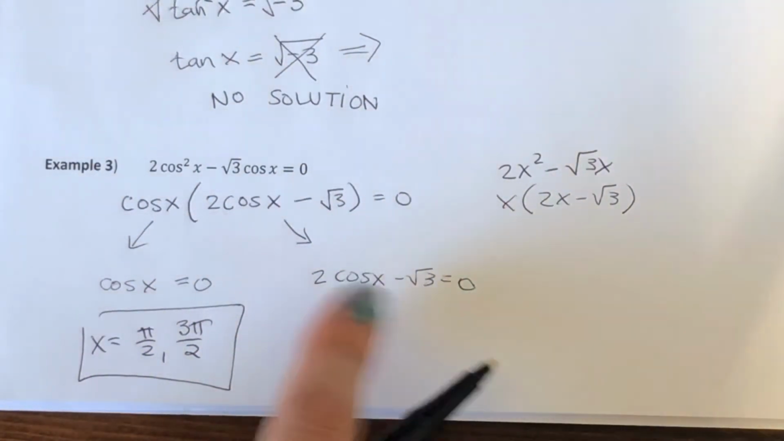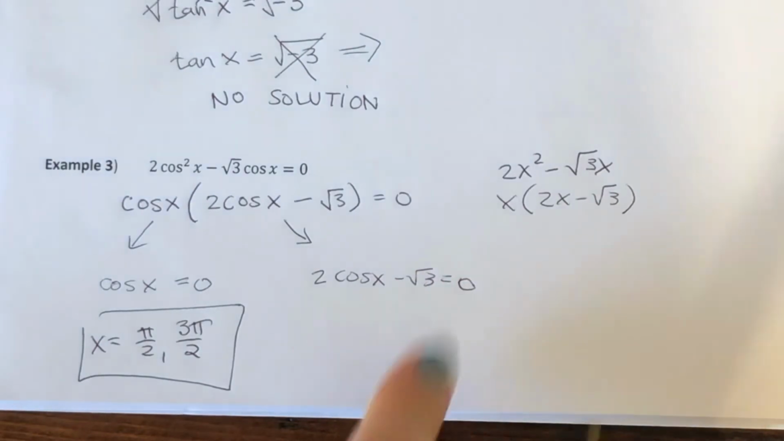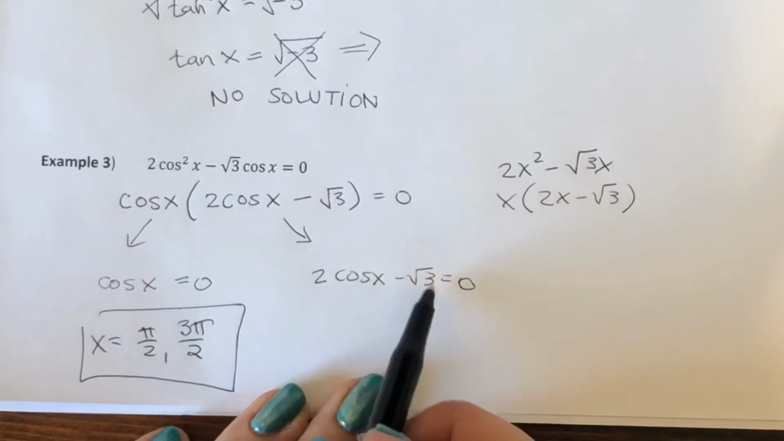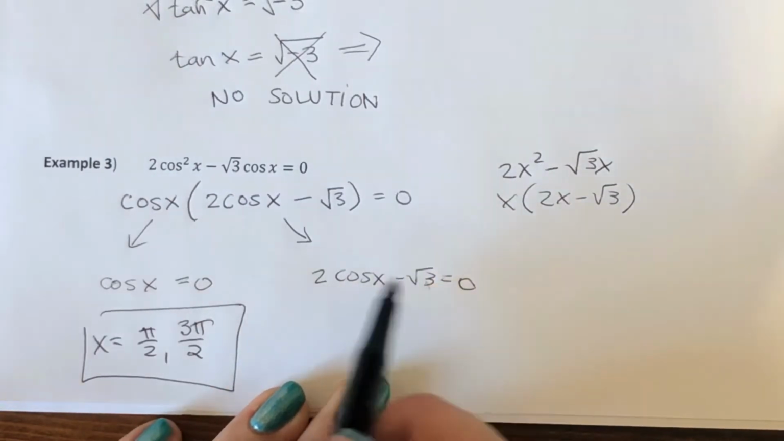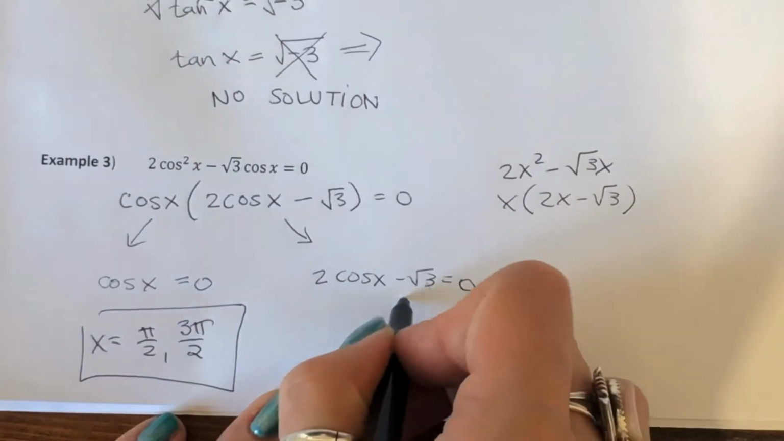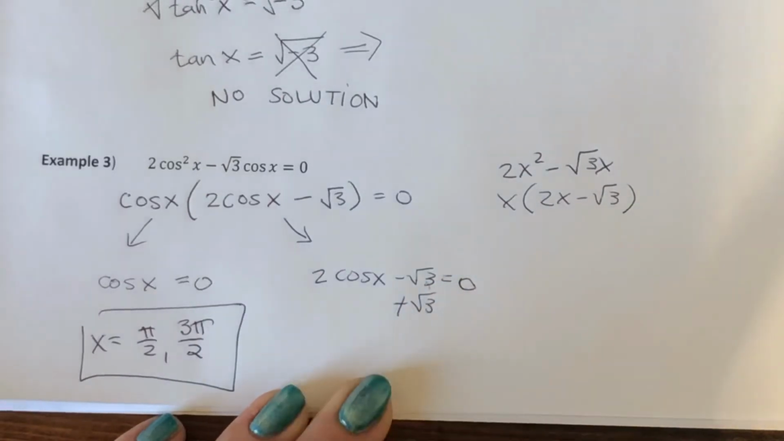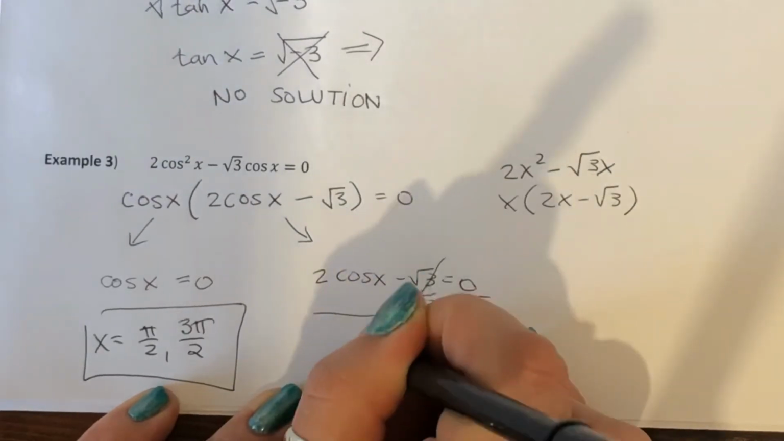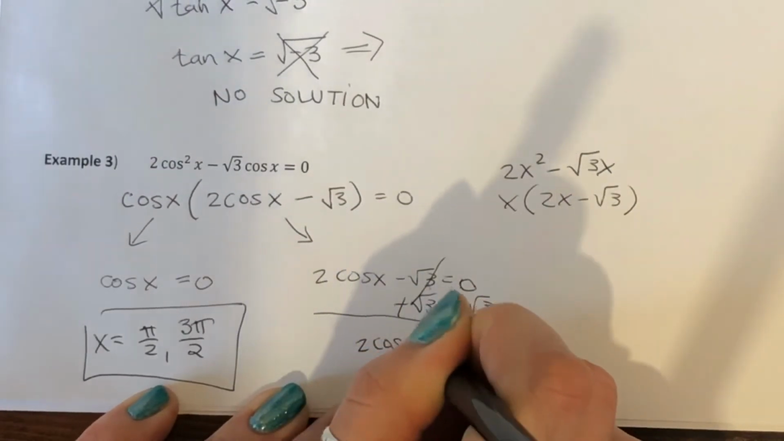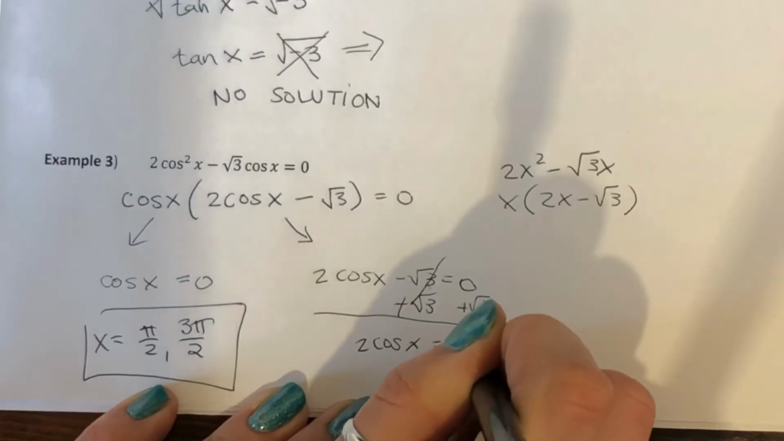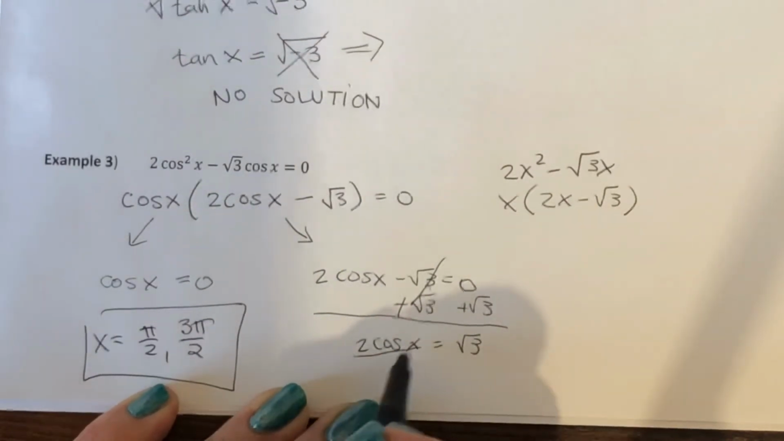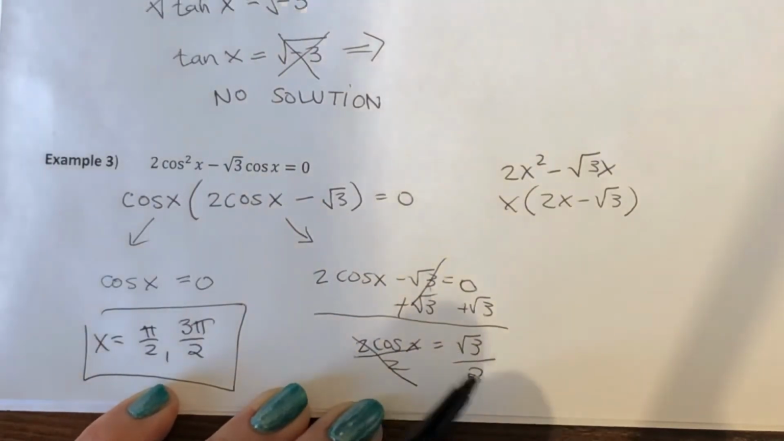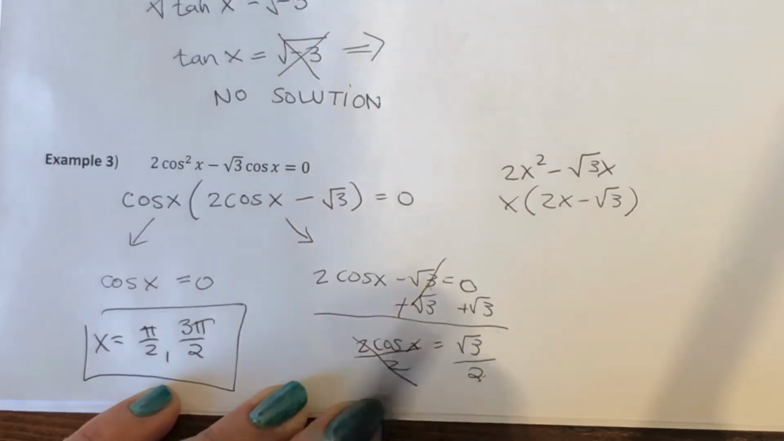And then on this one, we're going to have to do some solving because we need to still get cosine by itself, so we're isolating it. So again, here's your order of operations. We need to get rid of the negative square root of 3 first before we get rid of the 2. So we're going to add square root of 3 over. So those cancel, and we get 2 cosine of x is equal to the square root of 3. And then now we're going to get rid of the 2 by dividing by 2. So those cancel. So we're looking, when does cosine equal the square root of 3 over 2?